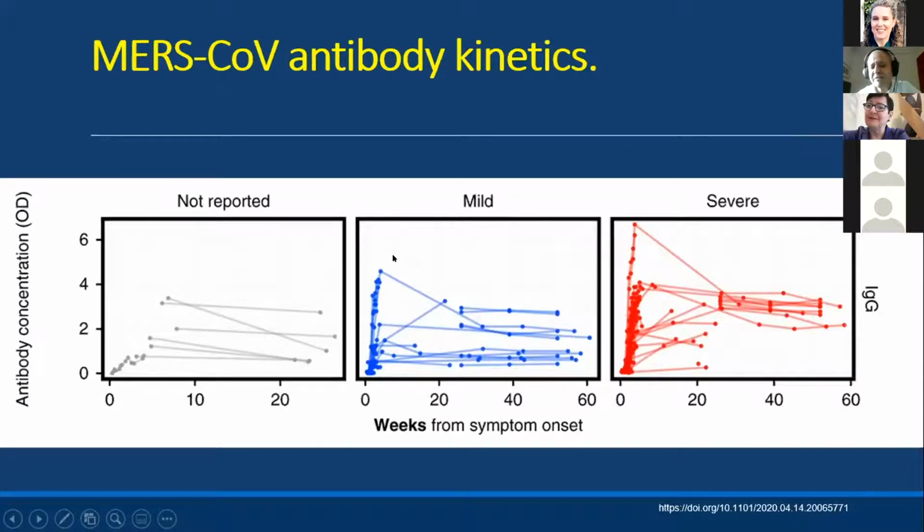And this slide shows the kinetics of antibodies in MERS-CoV, where in mild cases, you don't have high levels of antibodies, but they start to disappear very soon, after about 20 weeks after onset. And in severe MERS-CoV, you have higher levels of antibodies, but that again start to decline with time.